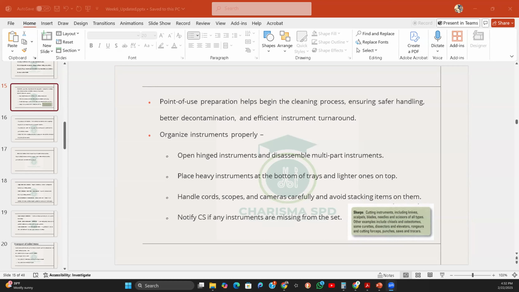Let's continue. We're looking at the guidelines for point of use preparation. As a reminder, we're talking about how instruments should be opened. Heavy instruments should not be put on very delicate ones. Delicate instruments should be handled carefully so that we can get them to the central sterile processing department with ease or without any issues. Next slide, Director.